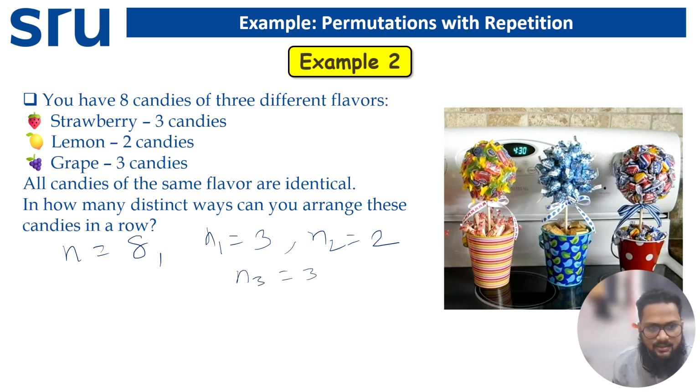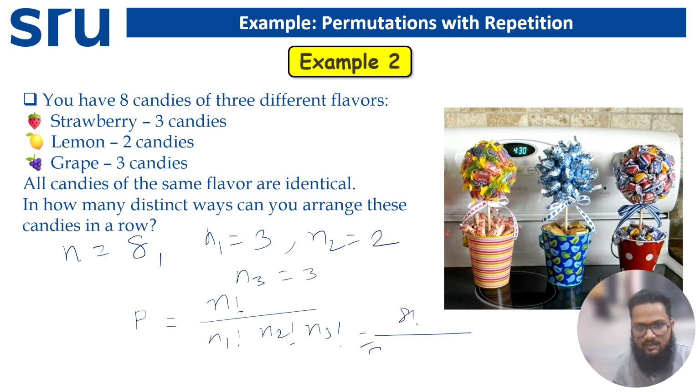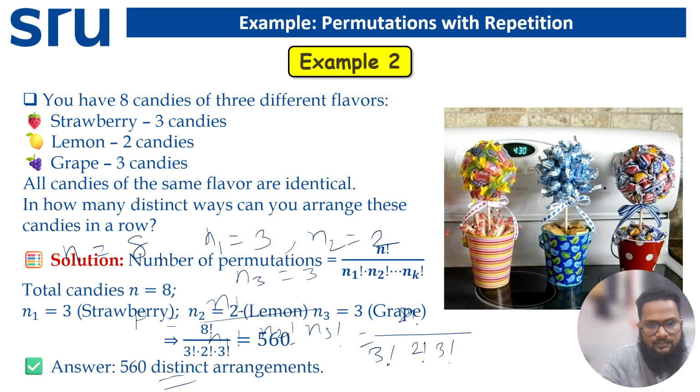Now the question is: in how many different ways can you arrange these, right? So we are going to use the permutation formula, total n factorial divided by n1 factorial, n2 factorial, n3 factorial. So 8 factorial divided by 3 factorial, 2 factorial, 3 factorial, right? If you solve it, you will get the answer 560.